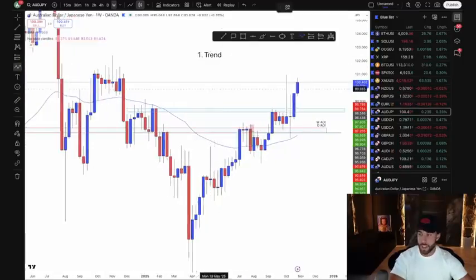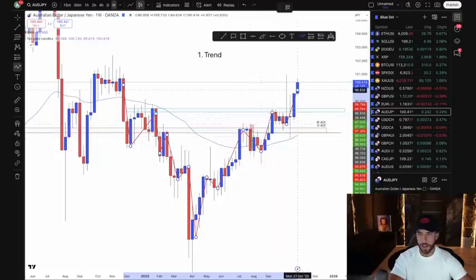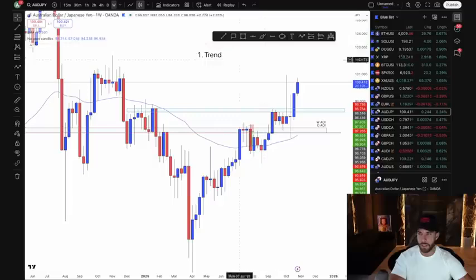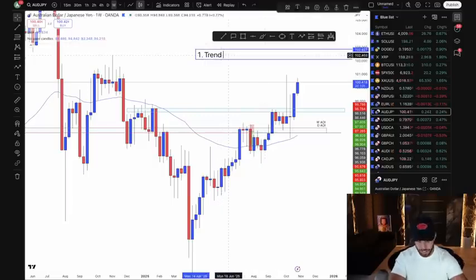Okay, so the trend in this market at one point was creating lower highs and lower lows, lower high, lower low, lower high, lower low. And then this market here shifted higher high, higher low, higher high, higher low, higher high. So very clearly, the first thing is that this market is bullish on the weekly time frame.